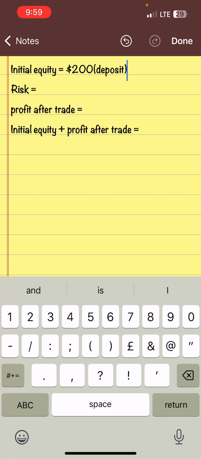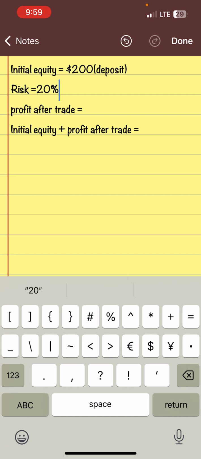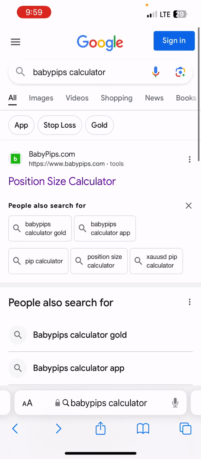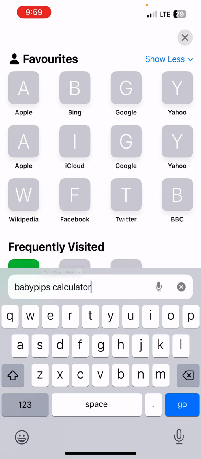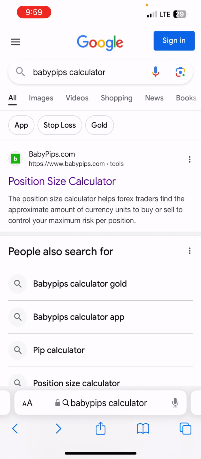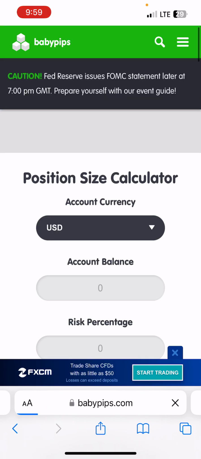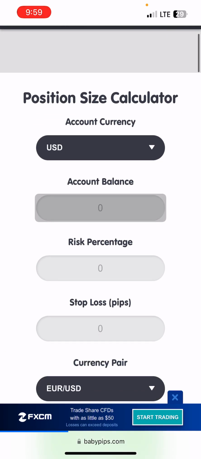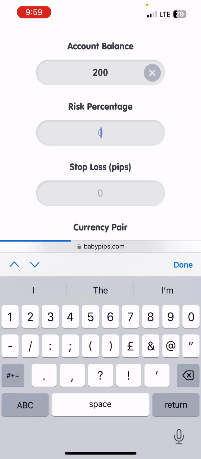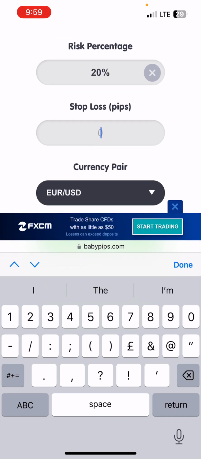All right, so $200 deposit, you'll be risking 20% per trade. Right, so now go to Babypips. Just type Babypips calculator on your Google and press OK. Go to position size calculator. Now, account currency USD, account balance type 200, risk percentage, you're risking 20% per trade. Your stop loss, like the signal group, we'll be using 20 pips stop loss.